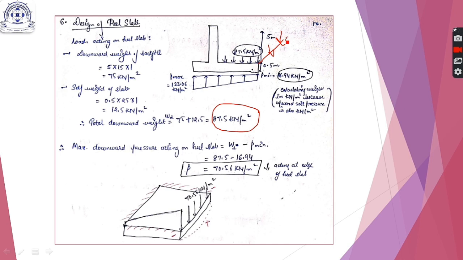Because this will be the maximum. Therefore, the maximum downward pressure acting on the heel slab will be the total downward weight minus the P minimum, which is coming out to be 70.56. Therefore, in the net resultant downward load, this value will be 70.56, and this will act like this on the heel slab edge. So we are concerned with this force only.